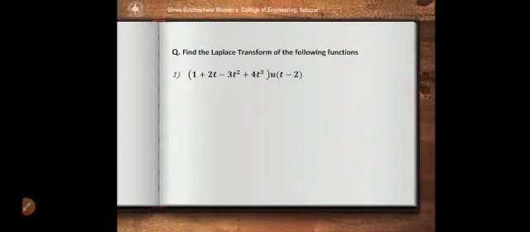The first function is 1 plus 2t minus 3t square plus 4t cube into u of t minus 2. The first bracket is nothing but some function of t, that is our small f of t, and u of t minus 2 is Heaviside unit step function, and as compared to u of t minus a, we get here a equal to 2. So solution, the given function is of the form f of t into u of t minus a.